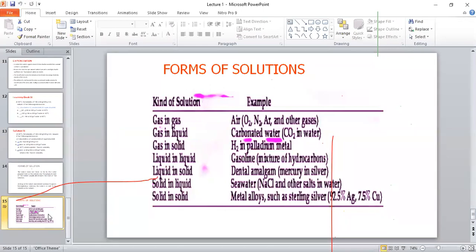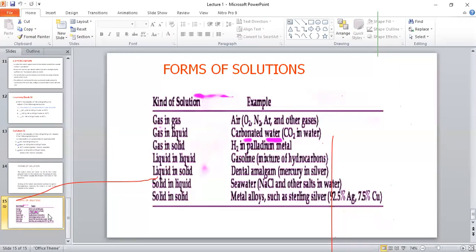You have solid in liquid. This is like the potassium bromide we talked of, and sodium chloride, the salt and the sugar, all those ones are solid in liquid. You just add and then it goes into solution. The solute goes in, dissolves. So that is solid in liquid. Of course, water is the solvent, which is the one of the highest amount.